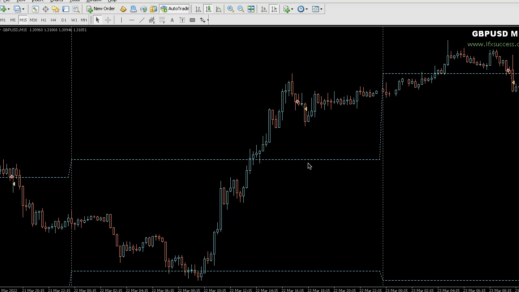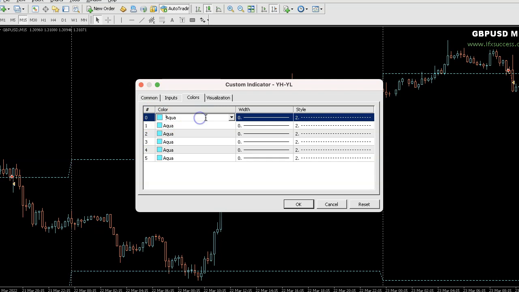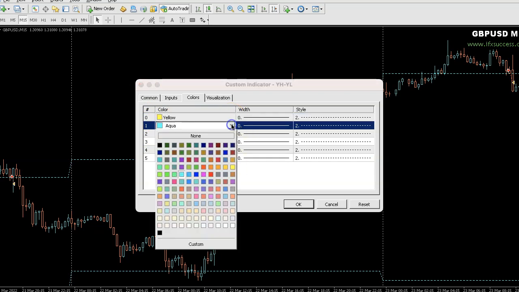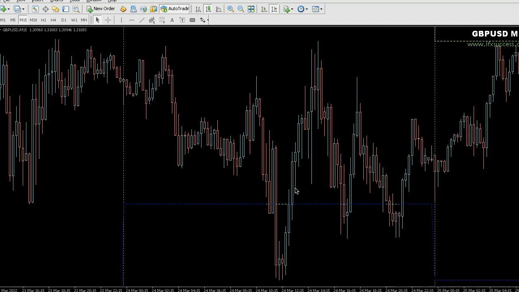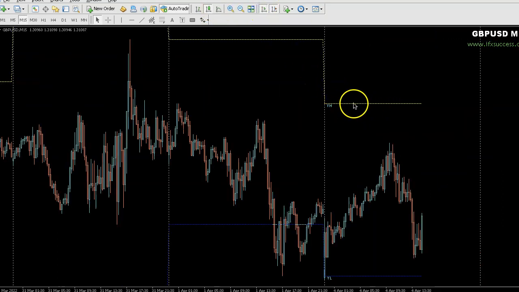Okay, so how do the buy and the sell buffers work? If I right click in here, we're going to go to colors on my indicator, and we're going to be able to see that we have different colors, and we have 0 to 5 in here. So we have to play with it. If I change the color in here to yellow, and this one to blue, now I know that my top color is yellow.